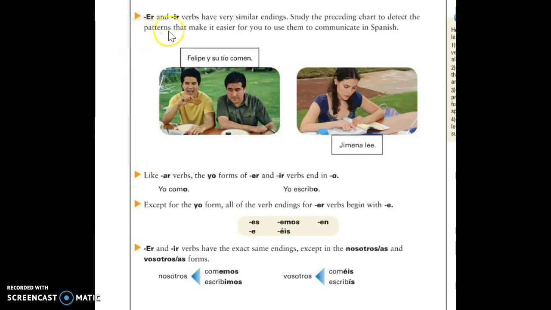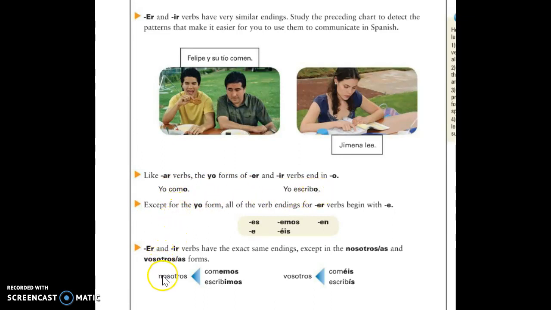They have very similar verb endings, and here are two examples. Felipe y su tío comen, so they eat. Jimena lee, and that's leer, an ER verb ending. So just like AR verbs, the yo form is the same. Yo como, yo escribo.